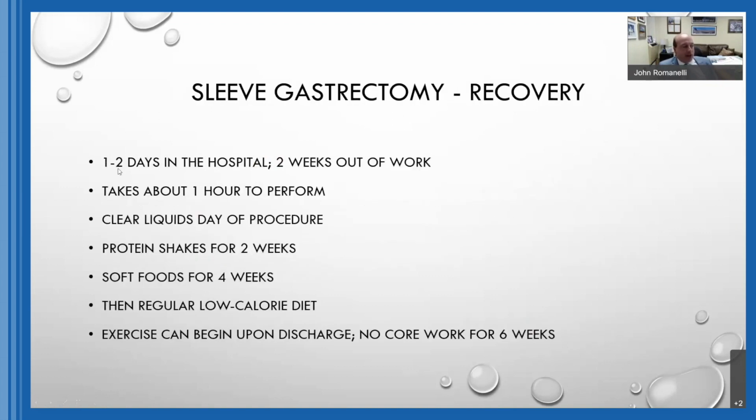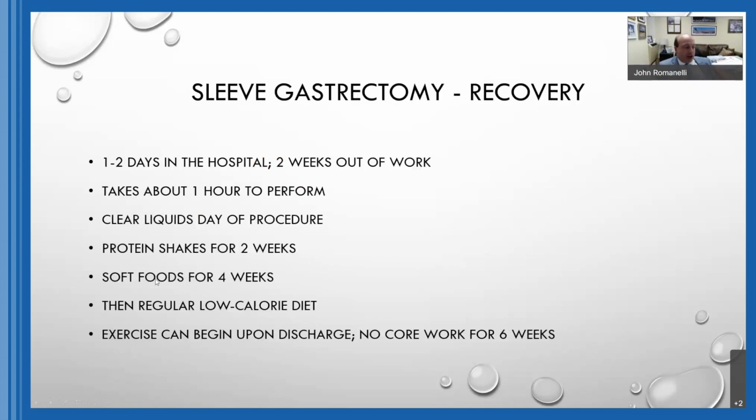It's 1 to 2 days overnight in the hospital, generally 2 weeks out of work. It takes about an hour to perform, so pretty fast. You get to have clear liquids the day of the operation. You're on clear liquids and protein shakes for about 2 weeks, and we start the protein shakes the next day.